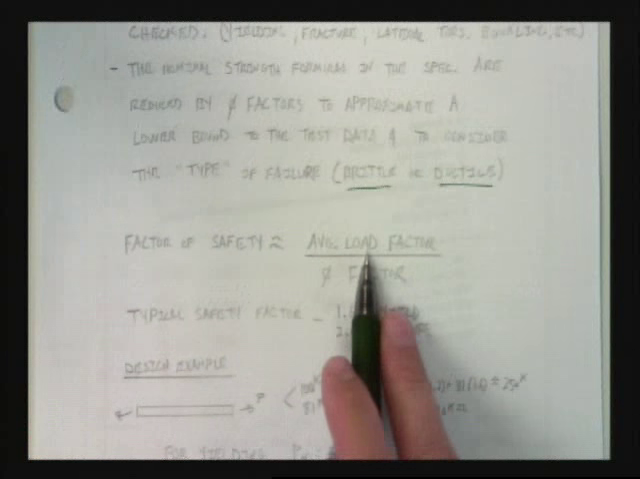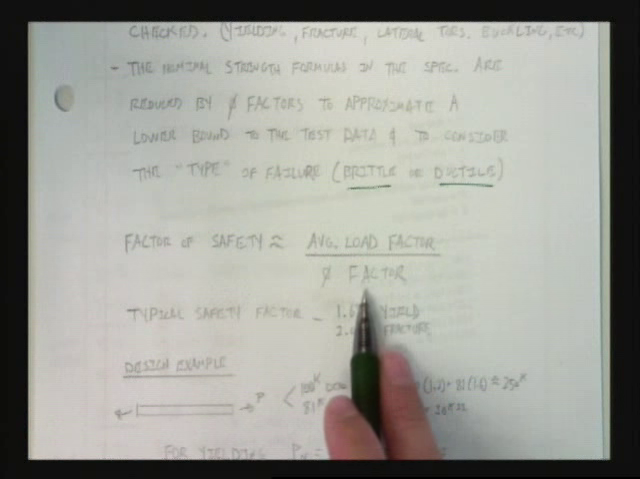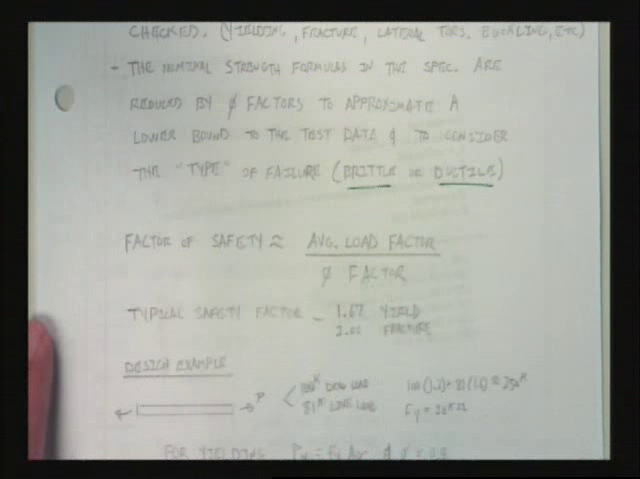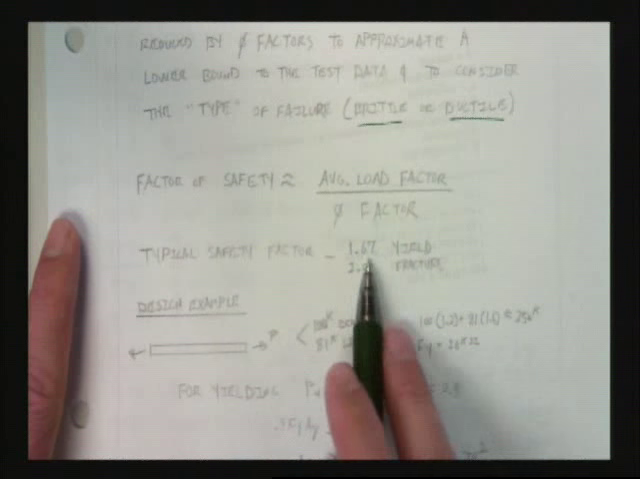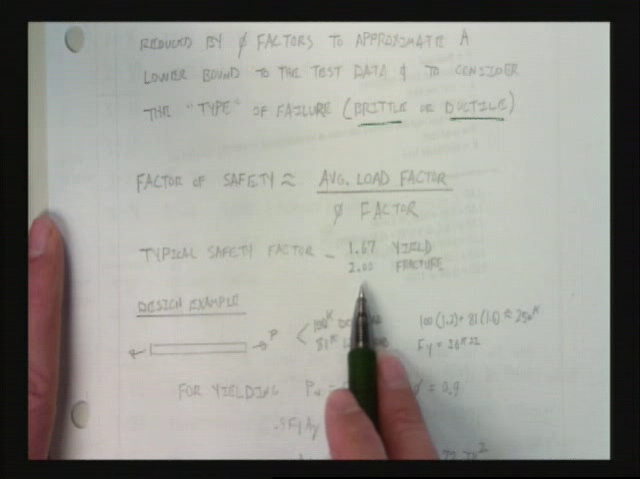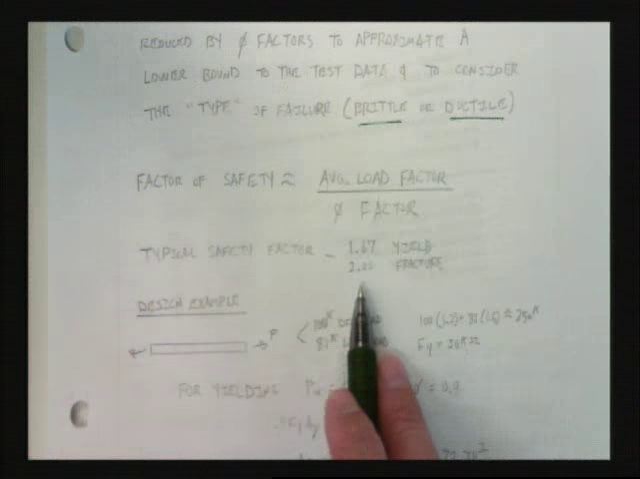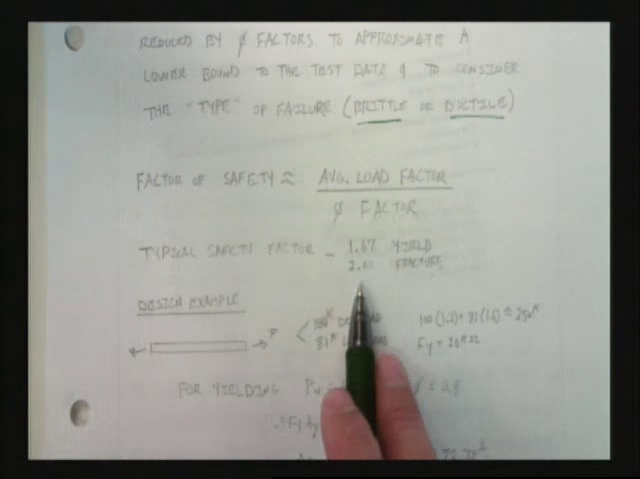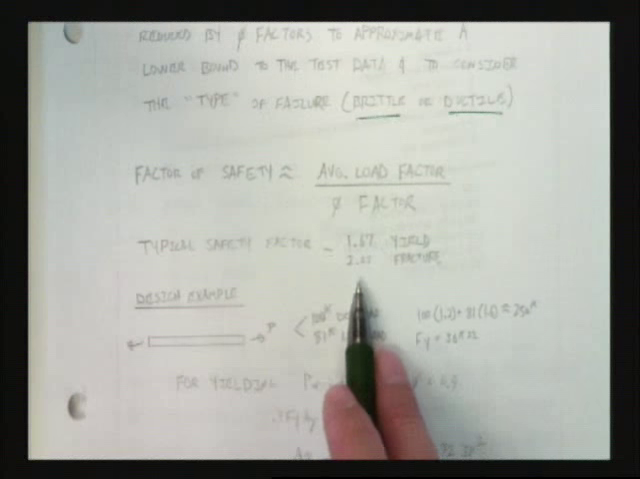So we take this average load factor and we divide it by the phi factor. And that gives us our safety factor, all right? And we'll talk more about that coming up. We've got typical safety factors around 1.67 for yield, about 2.0 for fracture, all right? And that's across the board. That is the established safety factor for structural steel design.